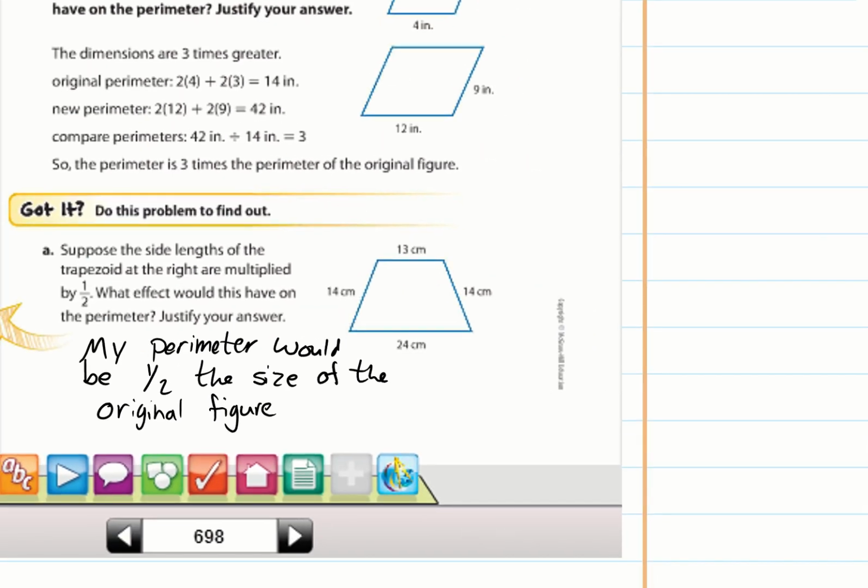So if we look here, we have our trapezoid. If we add all the sides together, we have 14 plus 14 plus 13 plus 24. So that's 28 plus 24, it's going to be 52. And then plus 13, we get 65. So our perimeter is going to be 65 centimeters.